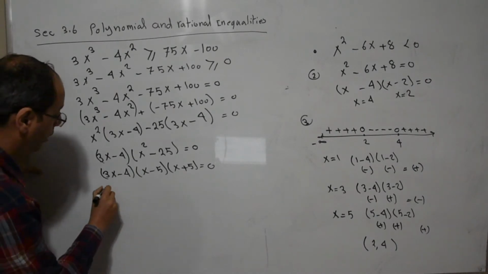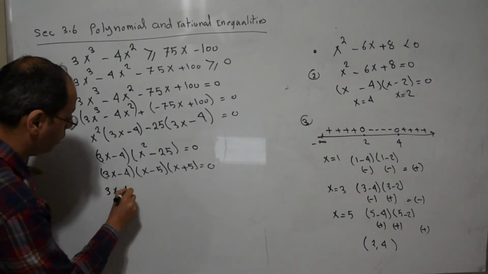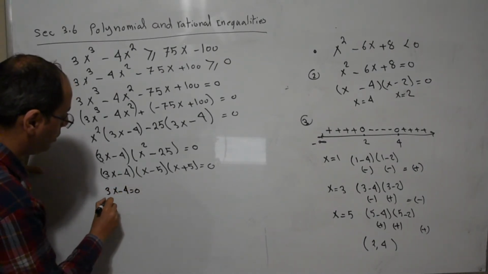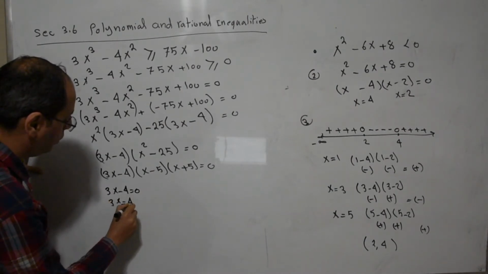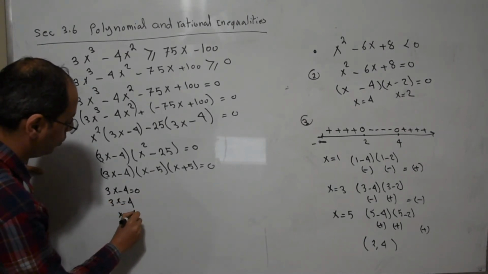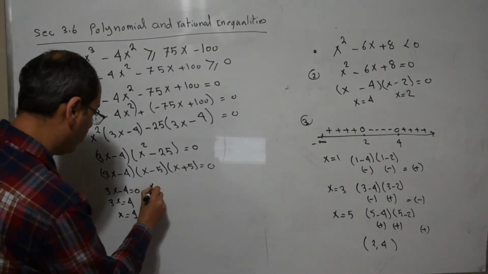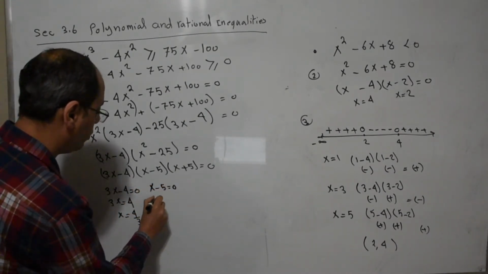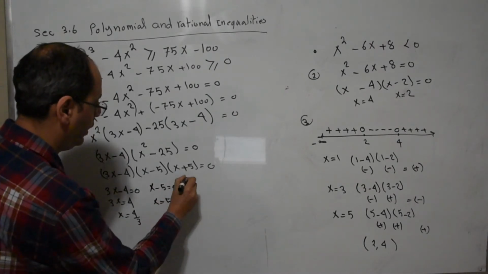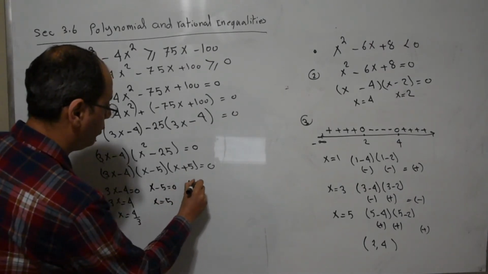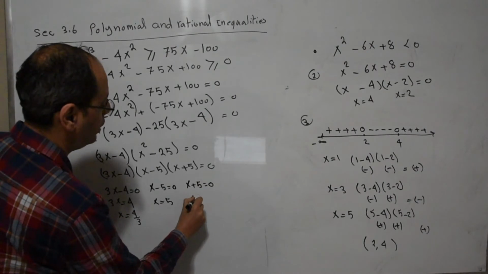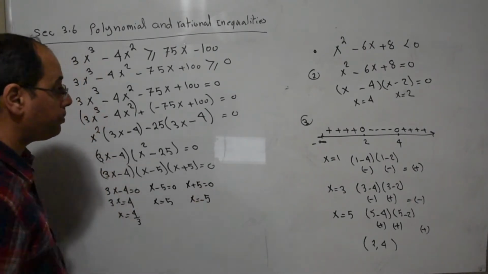So I have here 3x minus 4 equals 0. That means 3x is 4, and I get x equals 4 over 3. For this one, I have x minus 5 equals 0, so x is 5. And the last one, x plus 5 equals 0, so x is negative 5.